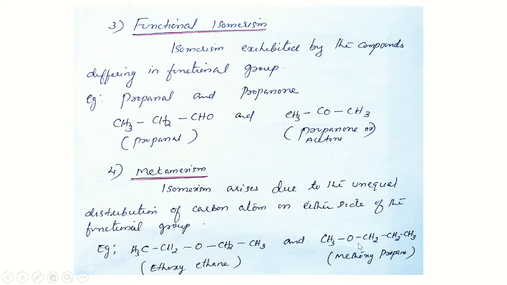But see here, there is not equal distribution, that is left side of this O is only one carbon, CH3, and what about the right side? It is 1, 2 and 3. So total 3 carbon atoms are in the right side of this group. So you can see there is an unequal distribution of these carbon atoms. So just because of this reason, different types of isomers are developed.